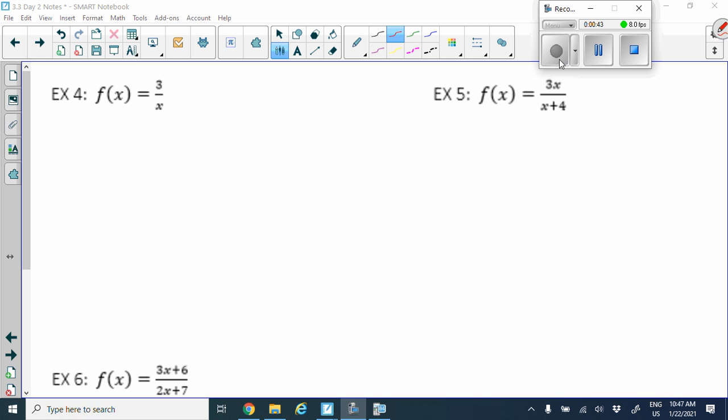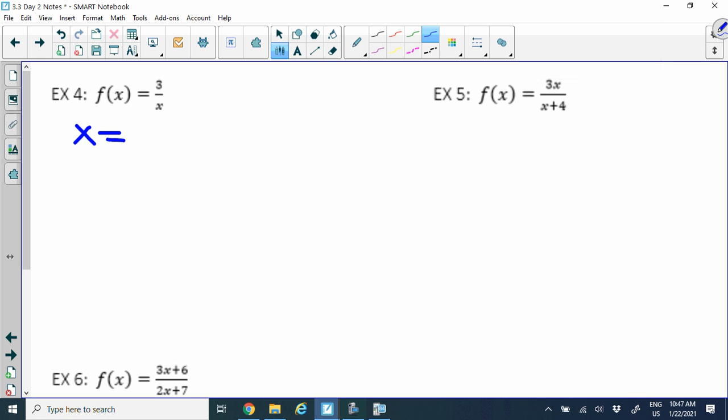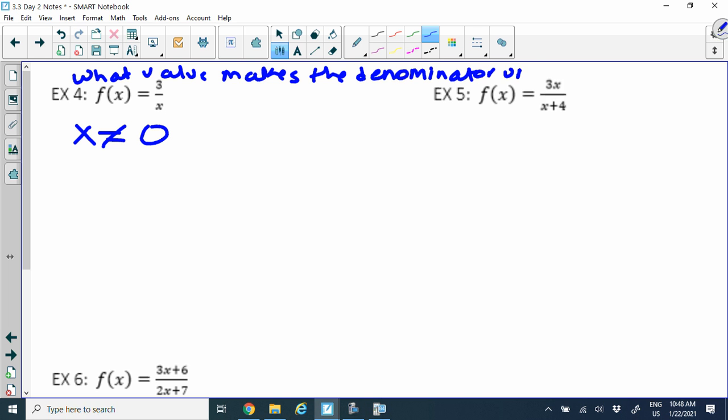Anytime you have the variable in the denominator, we're going to set whatever is in the denominator not equal to 0. Because this represents this number or numbers, just depending on what we get. We can't plug this into our x because it will make our denominator undefined. So we're figuring out what value makes the denominator undefined.